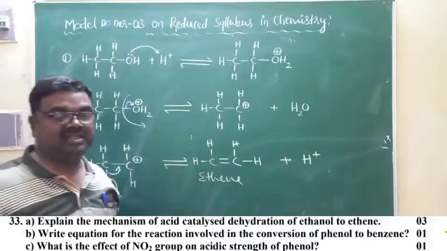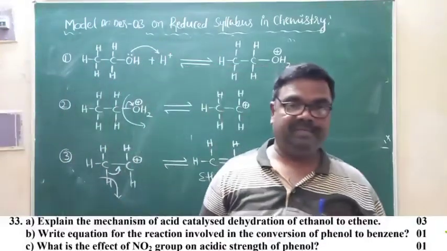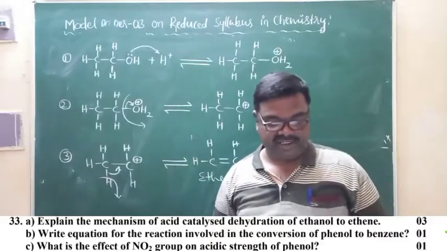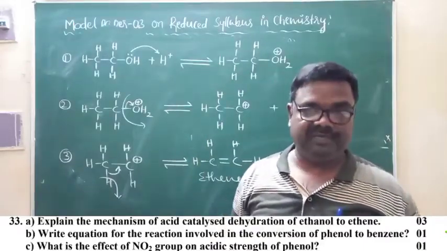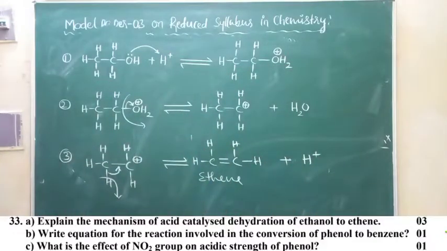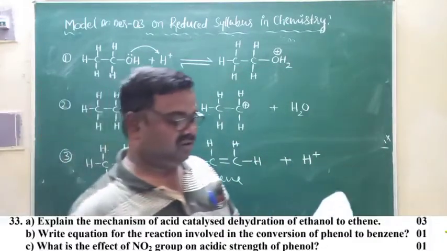All reactions, all steps are reversible. Okay? Observe that, right? First step is, yes, it is fast step. Second step is slow step. So this is what we call as the mechanism of acid catalyzed dehydration of ethanol to ethene.